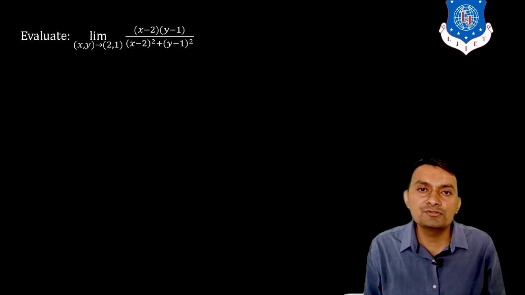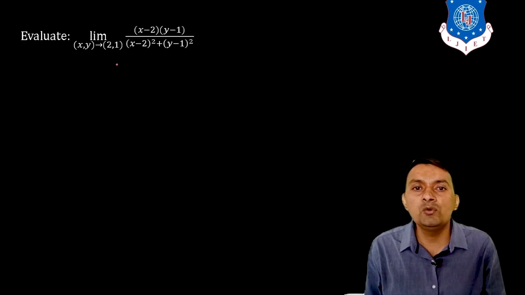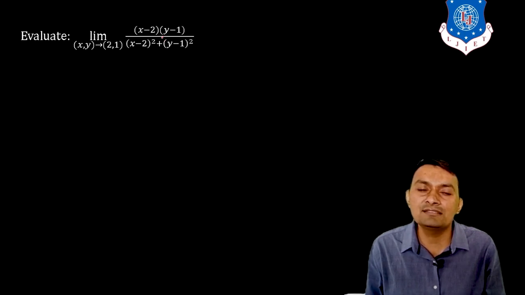If I were to consider this, it is a very nice question. Limit (x, y) tends to (2, 1) of (x minus 2)(y minus 1) divided by (x minus 2) square plus (y minus 1) square. How can we talk about it? You always concentrate that if I put x equal to 2 and y equal to 1, then whichever paths you consider, what are you going to get? The answer is 0 by 0.